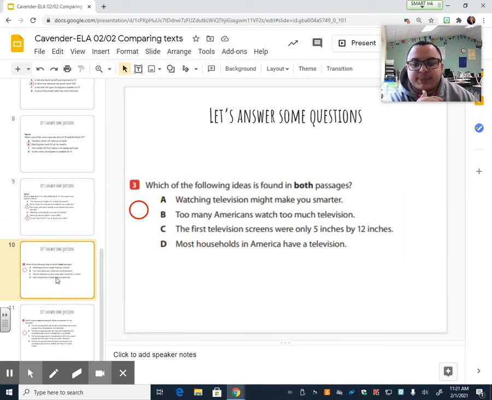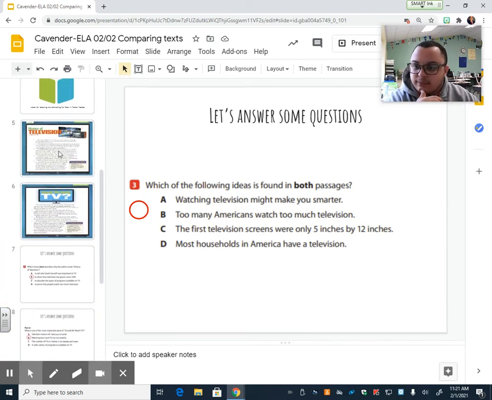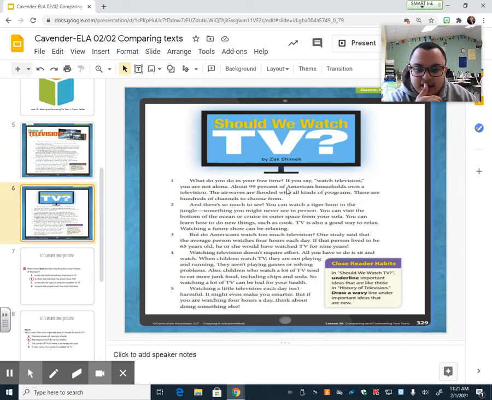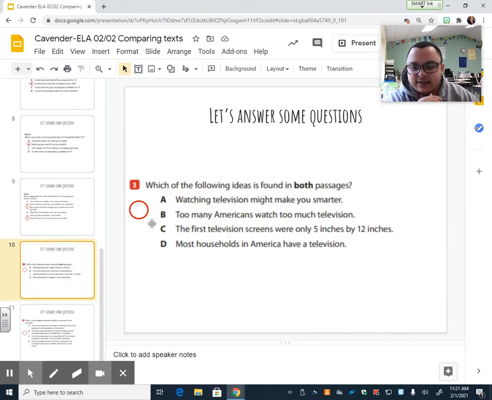So that means, by process of elimination, it's our last one. But let's read it. Most households in America have a television. Yeah, I believe here it says 99% of households have a TV, but it also says it right here. So D is going to be our answer.